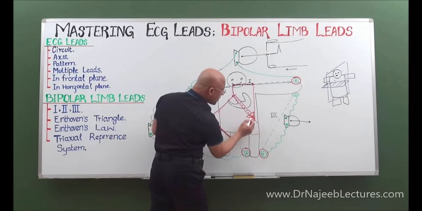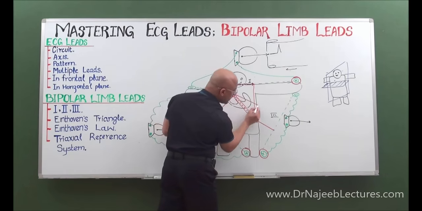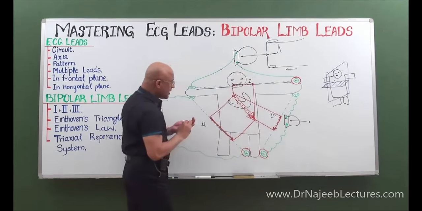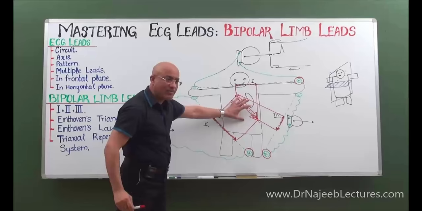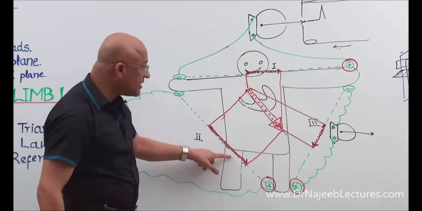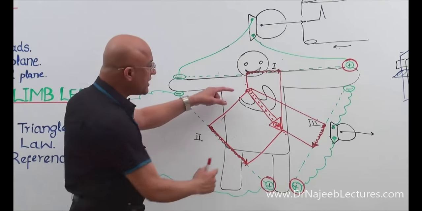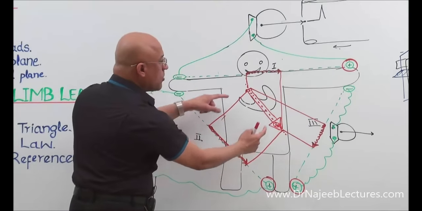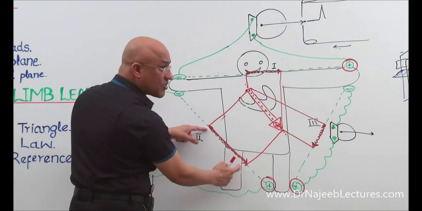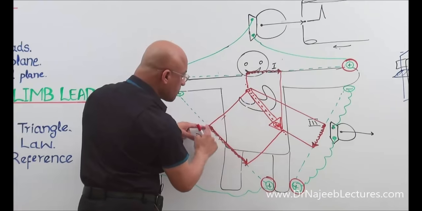Let's put the perpendiculars here. One perpendicular goes like that and the other perpendicular goes like that. Now this is the vector. Now you see, it is the same vector, the same electrical activity of the heart, but different leads have different electrical voltage projected from the QRS vector onto the axis of the lead. Here it is maximum. Why? Because the vector is almost parallel with the axis.